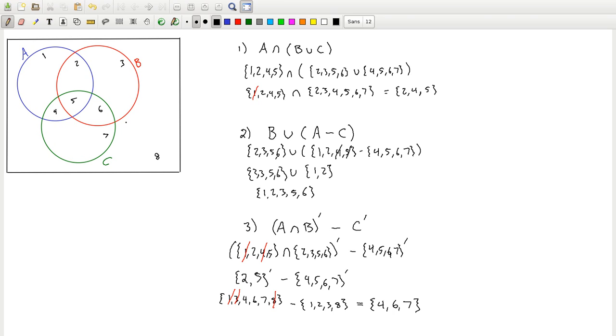So now we can go back to our diagram and we can shade in regions 4, 6, and 7. So we're going to shade in region 4, region 6, and region 7. And that gives us the Venn diagram for the last picture.